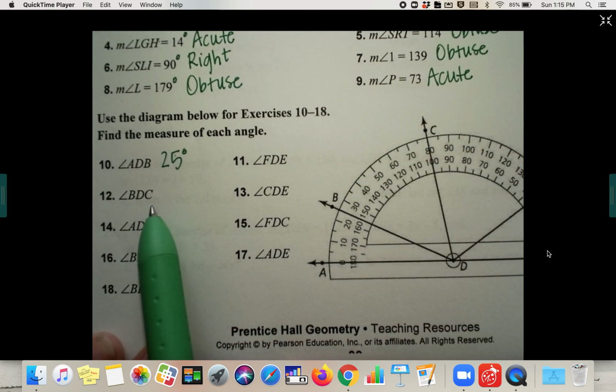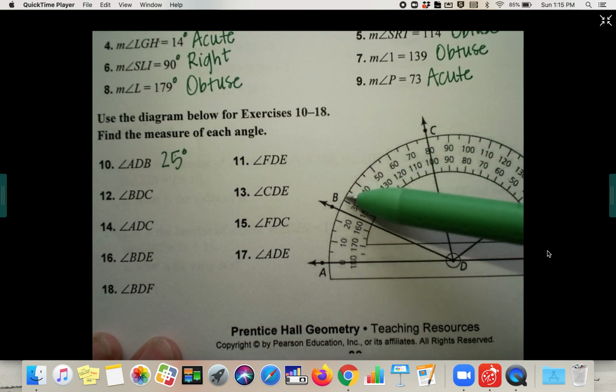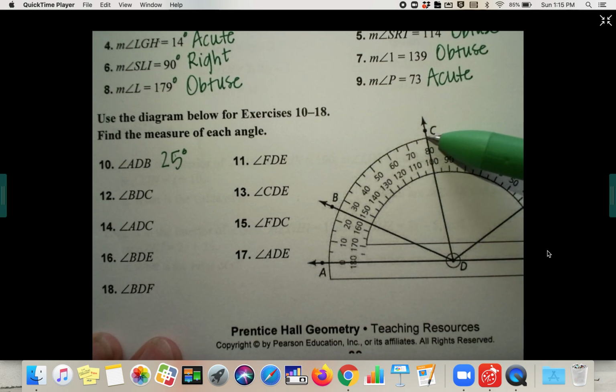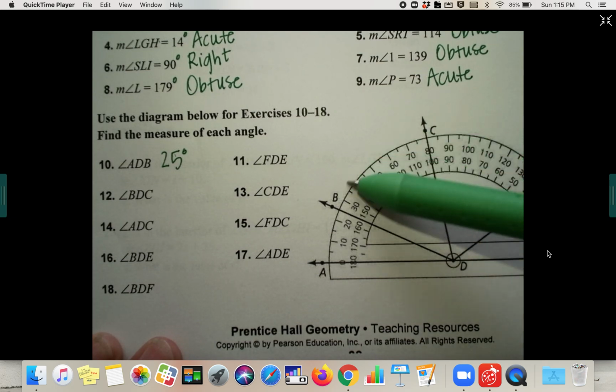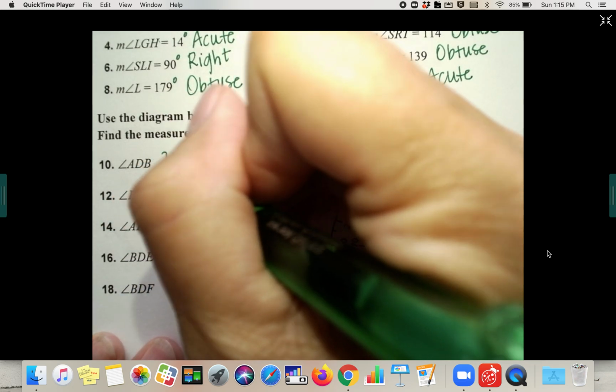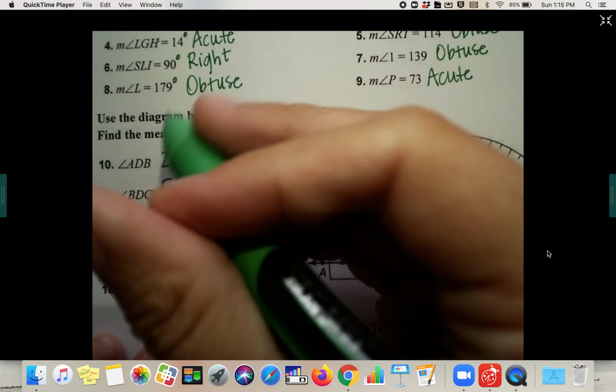Okay, I'm going to keep going down. Sorry. BDC. So from B to D to C. This one looks like it's also acute, so we're going to use these top numbers. And it went from 25 to 80. So 80 minus 25, you're just subtracting. You're finding the difference between the two. So that should be 55 degrees. Angle ADC is also acute, but barely. It's actually pretty close to a 90-degree angle. So it's right here, which is on the 80.